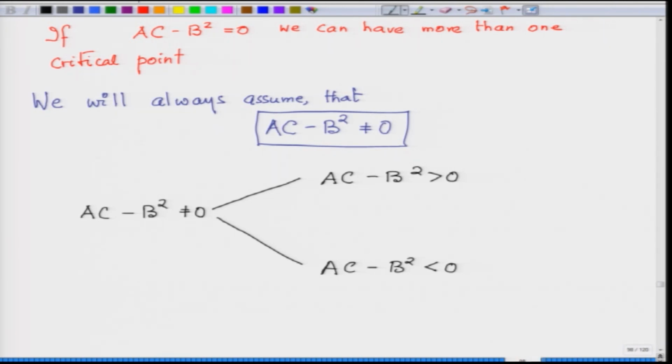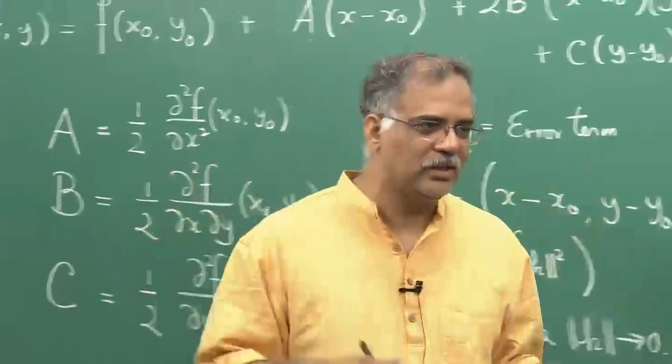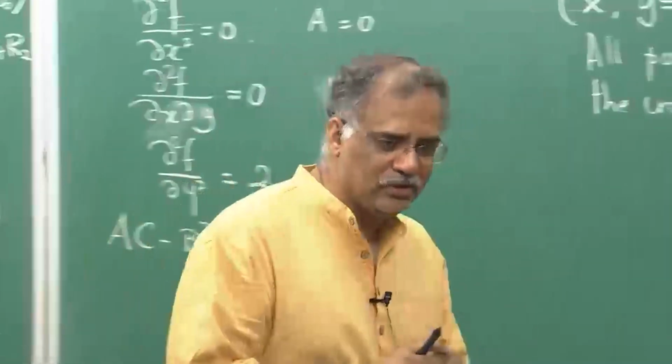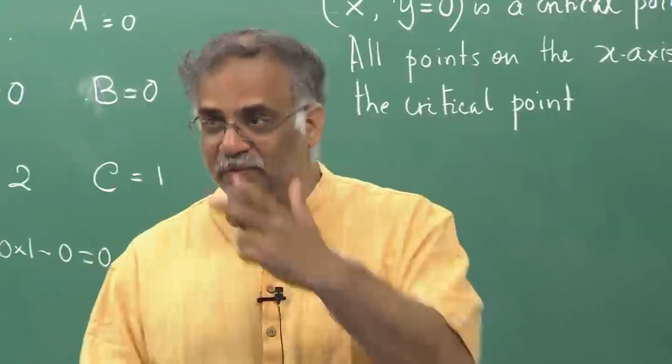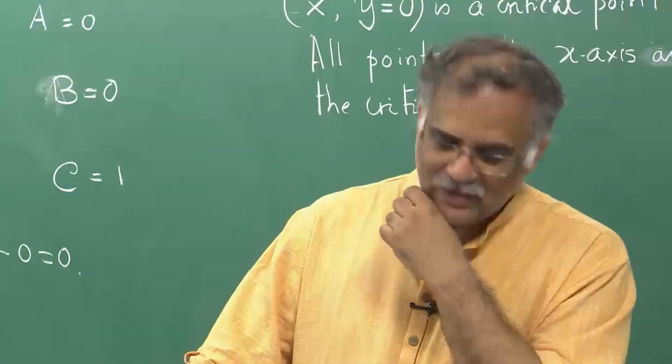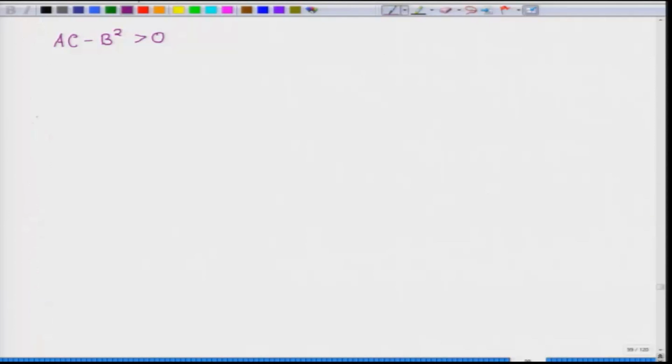So, first we will go to the case where AC minus B square is greater than 0. So, basically when AC minus B square is strictly greater than 0, there are again two possibilities. One is A greater than 0 and the other is A less than 0.